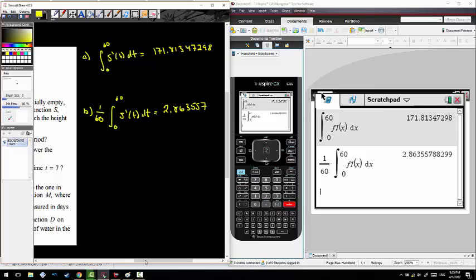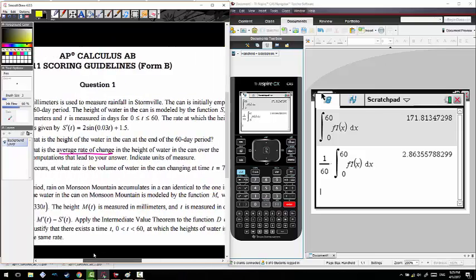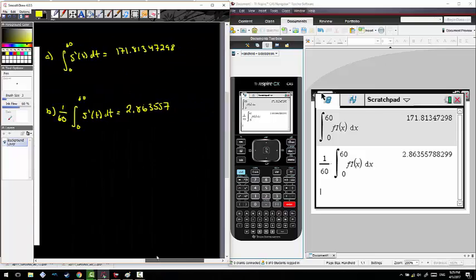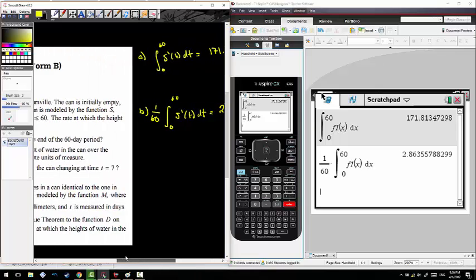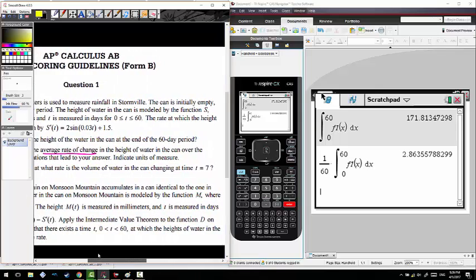And they want me to indicate units of measure. So this is going to be millimeters per day, right? Because we're integrating, we are getting a rate out. So the average rate is millimeters per day. Do not mess up the units, otherwise you could end up getting some points lost in the abyss. We do not want that.